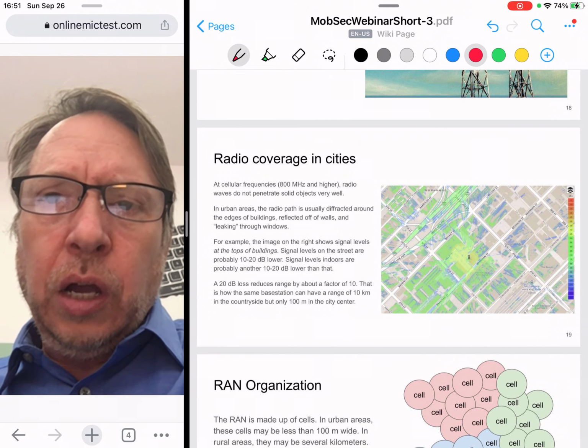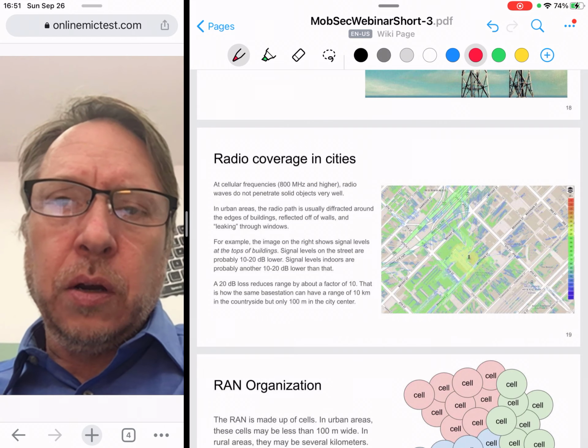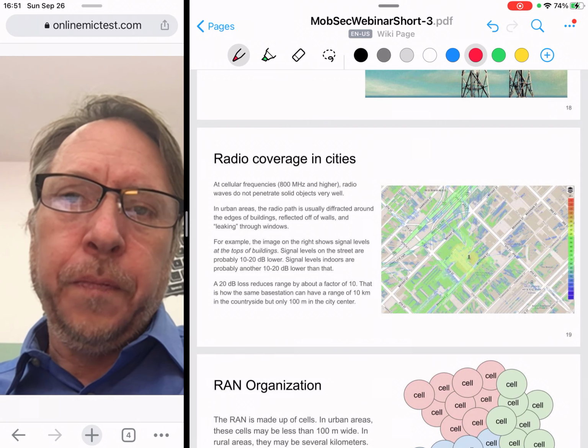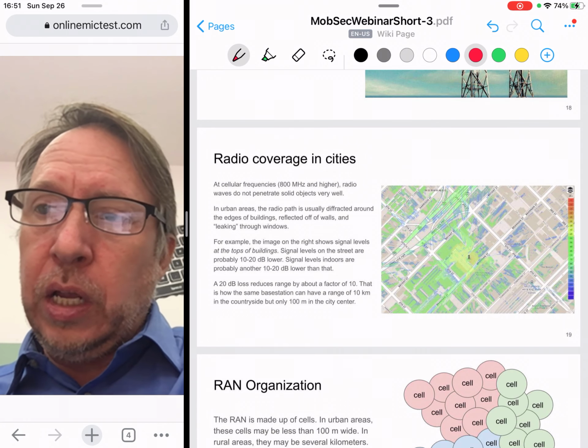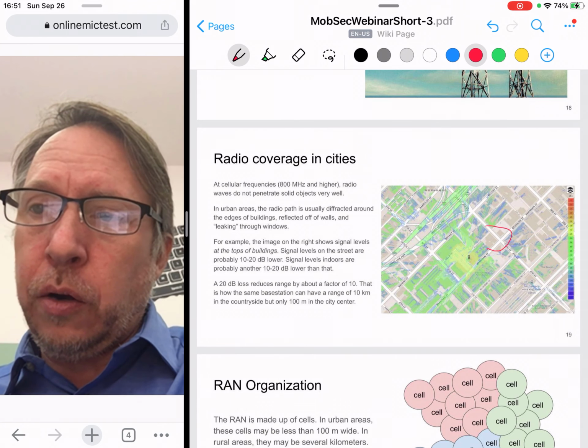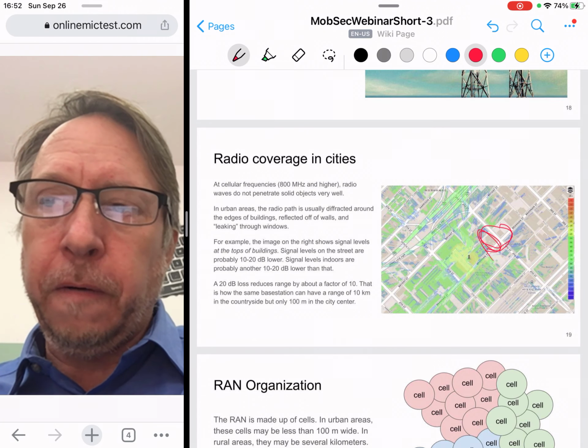The cell that is serving you is not necessarily the closest cell to you, and there are several reasons for that. One is shadowing, which you can see in this image. You see this area right here that's completely uncovered, and that's because of a shadow of a very tall building right here.